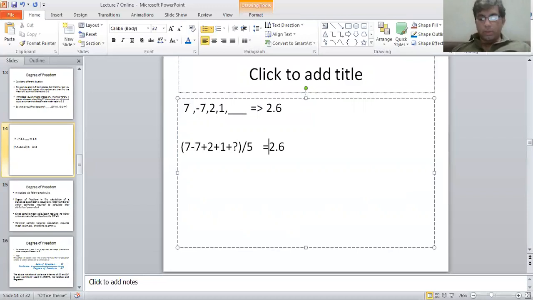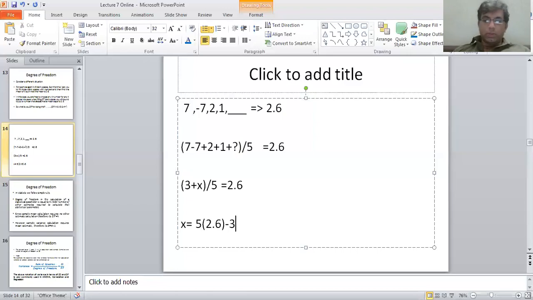This is a simple question of mathematics, basic algebra, I guess. So 7 minus 7 is 0, 2 plus 1 is 3. So we get 3 over here plus x that we have to find. And this whole thing is divided by 5, and the result should be equal to 2.6. So how can you find the value of x? I think x is now very simple to find. x is equal to 5 multiplied by 2.6, and this whole result then minus 3.